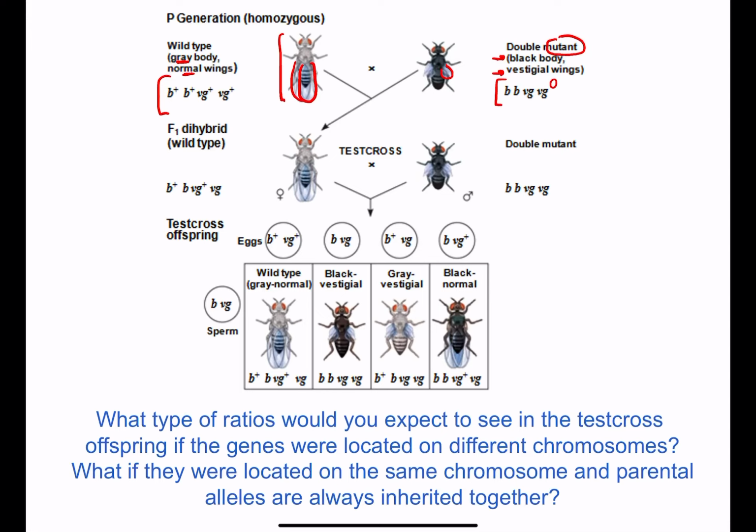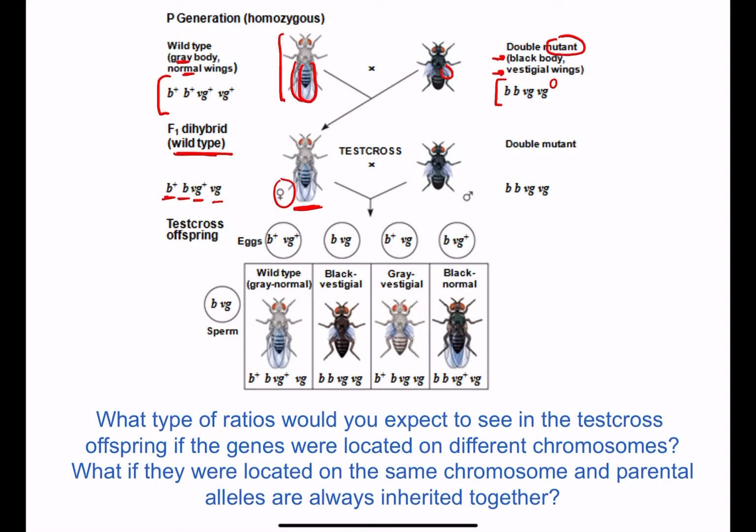Okay, so when he crossed that wild type and that double mutant, everything that he got looked like this. And that's exactly what we would expect if we put our Punnett square together. B plus b, vg plus vg. So we got 100% of those, okay? Just like we would expect. And it has the wild type phenotype, but technically we know that it's going to be heterozygous, so to speak, as far as its alleles are concerned.